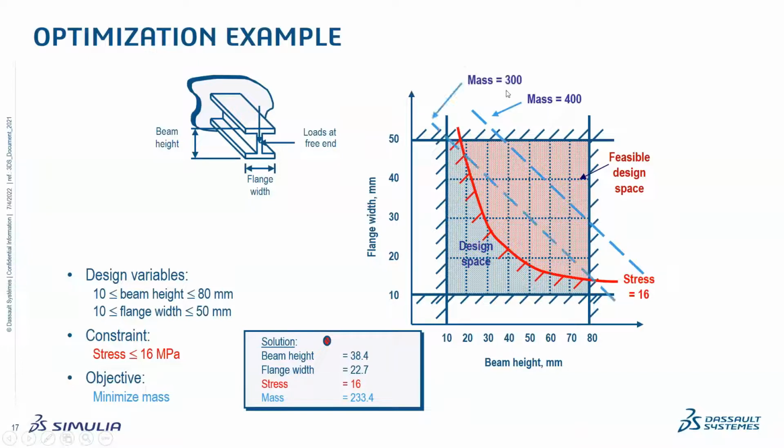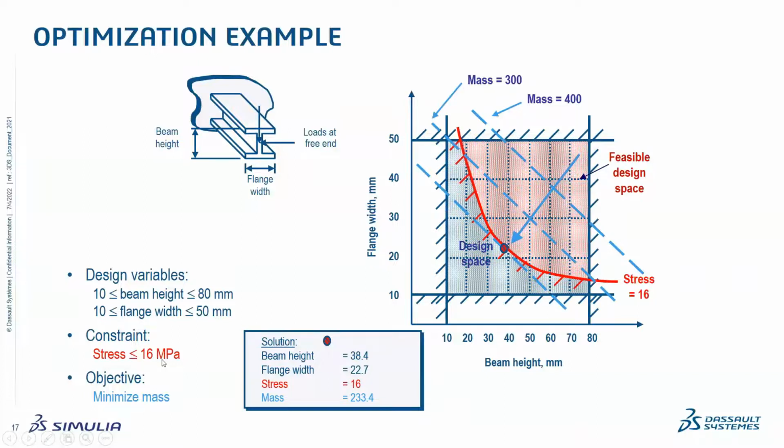Then the mass is around 300, and finally we end up with the minimum mass, which is also meeting your constraint as well. So it's like exactly touching your constraint curve as well. So this is your best design, you can say, and that is coming around 233. So this is how usually the whole optimization process works, when you have design variables, constraints, and objective involved.